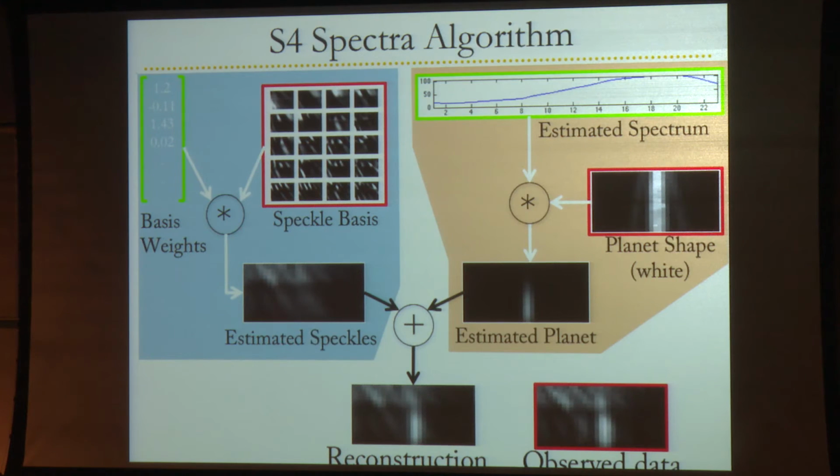So this is just a key figure that summarizes the algorithm. I don't really have time to go into the details, but this is the speckle part of the model. This is the planet or companion part of the model.